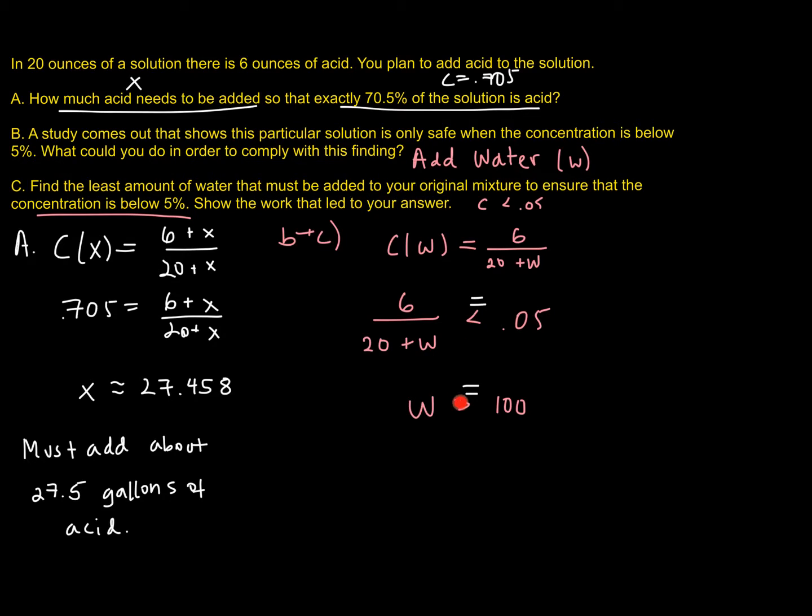So it can be really helpful to just put that inequality sign right at the beginning so that I don't have to make that adjustment to write my answer. Right? So my answer will be that I must add more than 100 gallons of water. The interesting thing to note here is that you can actually both increase and decrease the concentration of a solution, either by adding more of the pure substance or by adding more of a substance that is not the pure substance, like water.